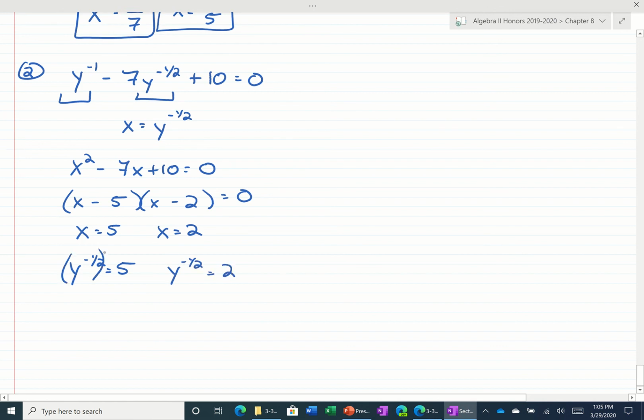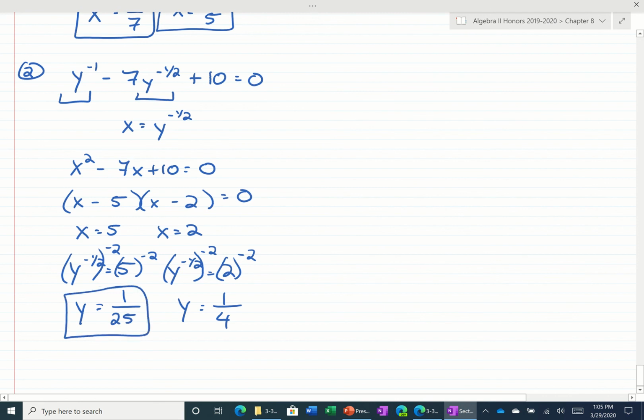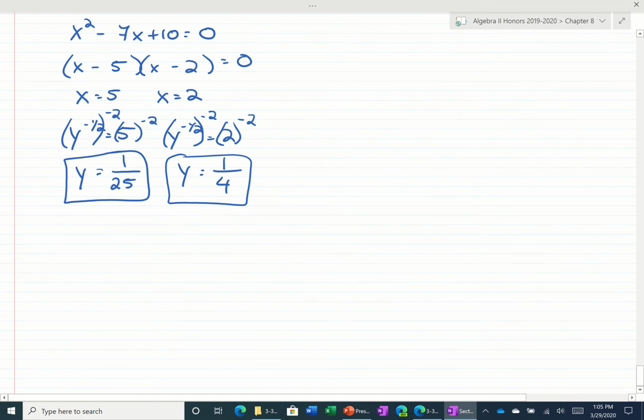And if we raise both sides to the reciprocal power, negative 1/2 times its reciprocal becomes just 1. 2 to the negative second is 1 over 2 to the second, and 5 to the negative second is 1 over 5 to the second. We'll do one more problem, and then I'll give you a couple problems for homework.